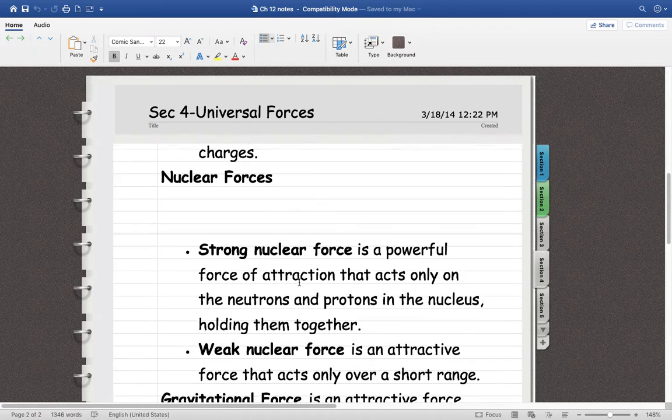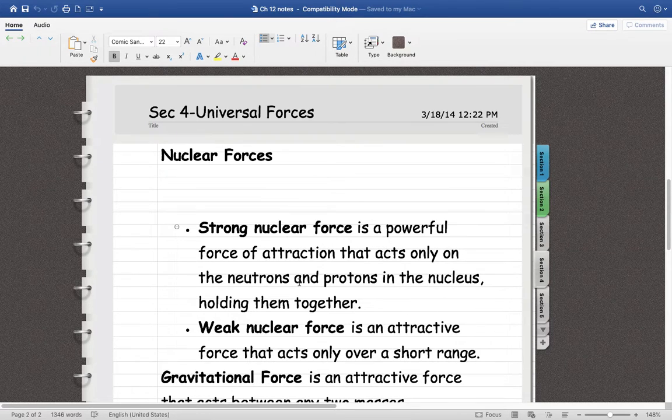All right, so nuclear forces, there's 2 of those, strong nuclear forces and weak nuclear forces. The strong nuclear force is a powerful force of attraction that acts only on neutrons and protons in the nucleus, and it holds them together. The neutrons and protons are not attracted to each other electrically, and they're not repelled, but this is what actually holds them together in the nucleus.